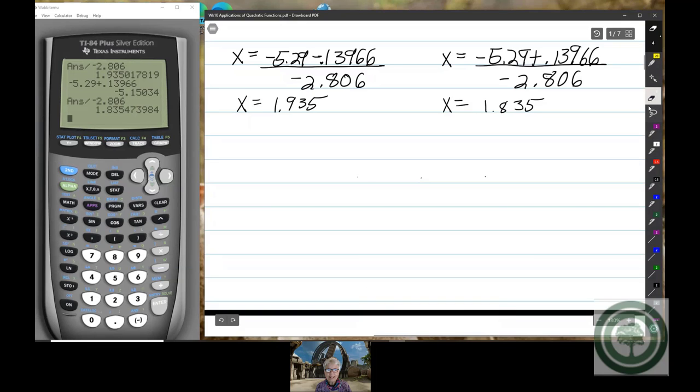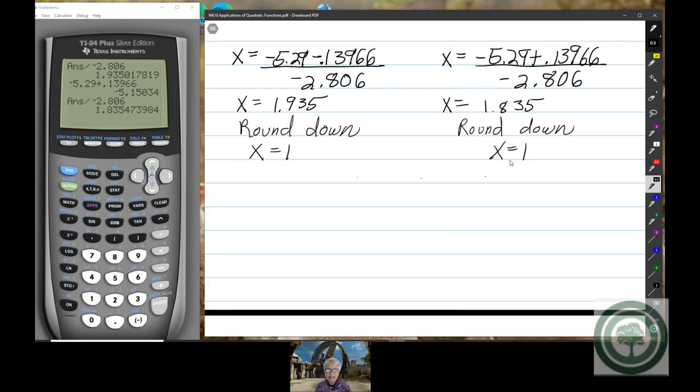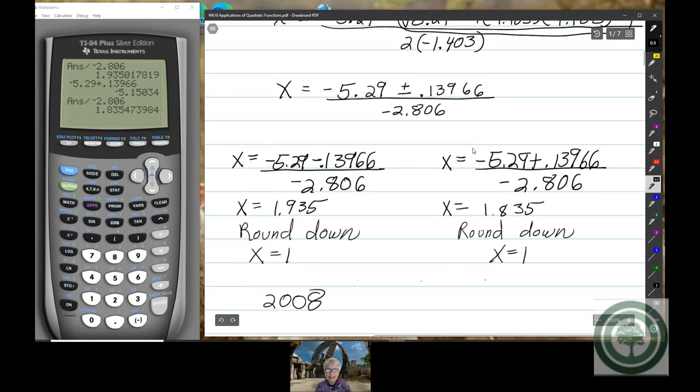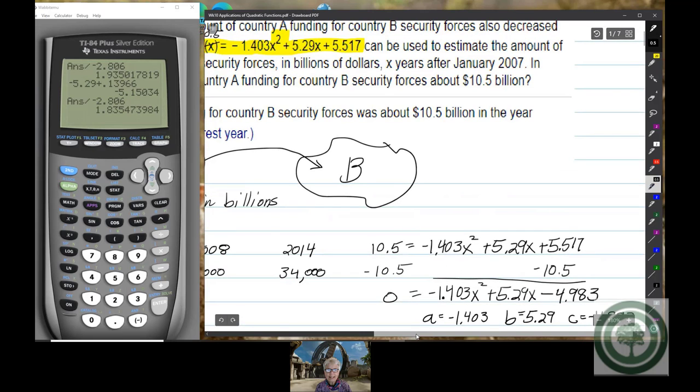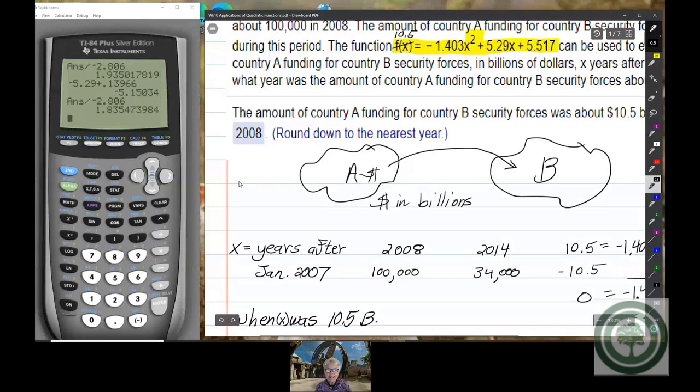There. So we're going to round down. That's 1 year after January 2007, which gives us 2008. What a weird problem. But there we are.